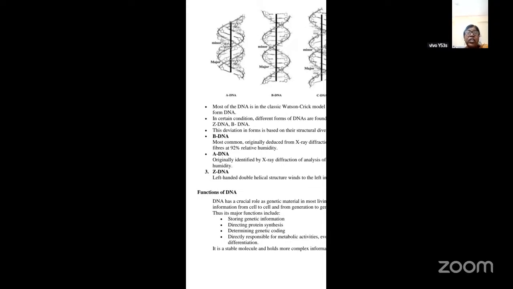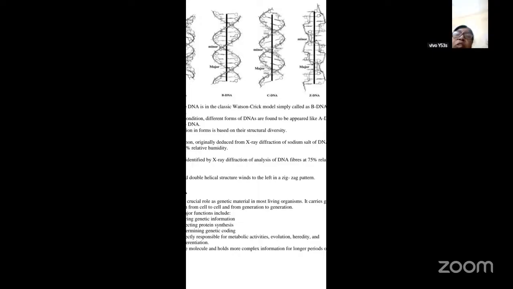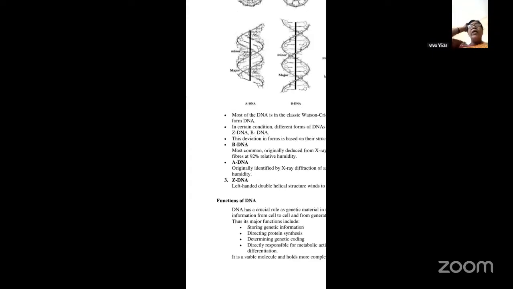Since DNA is the genetic material, it plays a crucial role as genetic material in most living organisms. It carries information not only from cell to cell, but also from generation to generation. Its major functions are that it stores the genetic information, directs protein synthesis, determines the genetic coding, and is also responsible for various metabolic activities, evolution, heredity, as well as differentiation. So it is a stable molecule and holds more complex information for longer periods of time. So this is all about the DNA molecule.